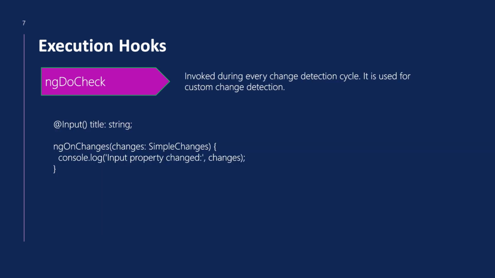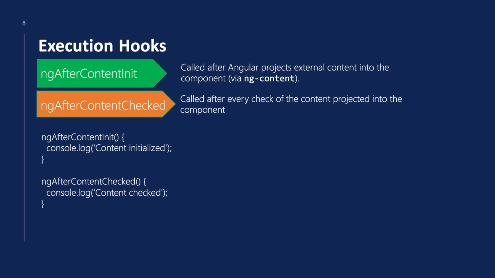ngDoCheck is triggered during every change detection cycle. It's like a custom change detector, where you can write your own logic to check for changes. Use this only when Angular's default change detection doesn't meet your needs, but be cautious, it can impact performance if overused. Next are ngAfterContentInit and ngAfterContentChecked.